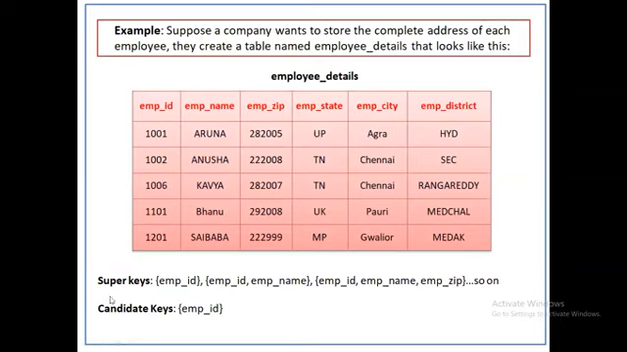Here the super keys are employee ID, then employee ID with employee name, then employee ID, employee name, employee zip, and so on. But the candidate key is employee ID. So in this case, I have to divide it into two tables. We have to decompose the table.